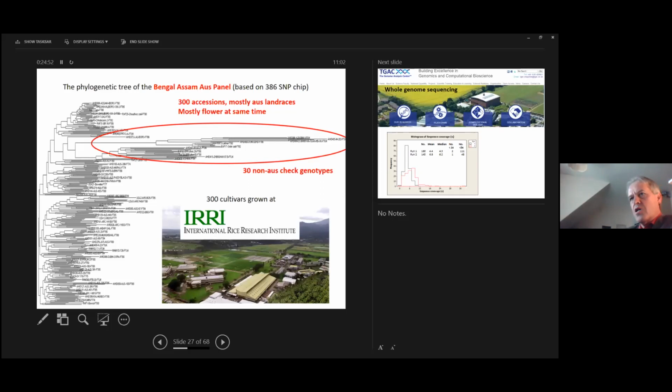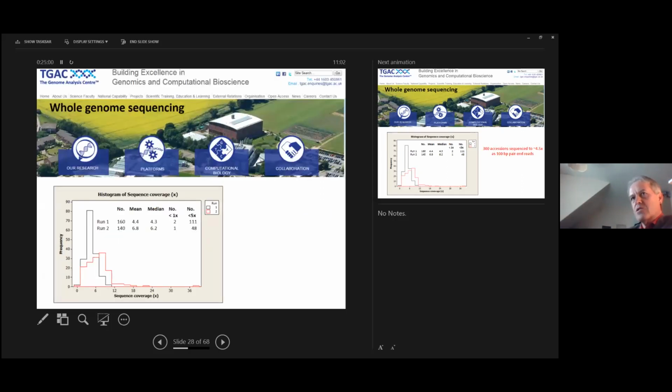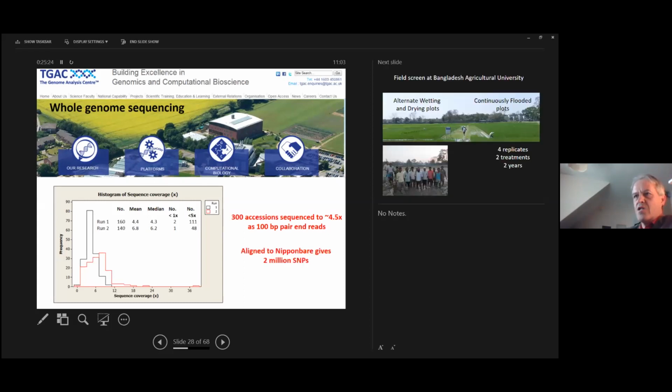So those were first grown in IRRI, and then the DNA was sent to us. We had them sequenced at the Genome Analysis Center. I've forgotten its name now. It's changed its name. Earlham Institute, I believe it's now called. So we got them sequenced to about 4x, 5x coverage, all of those cultivars. 4.5 was the average, 300 accessions sequenced. And we aligned them to the Nipponbare reference to give us 2 million SNP markers.